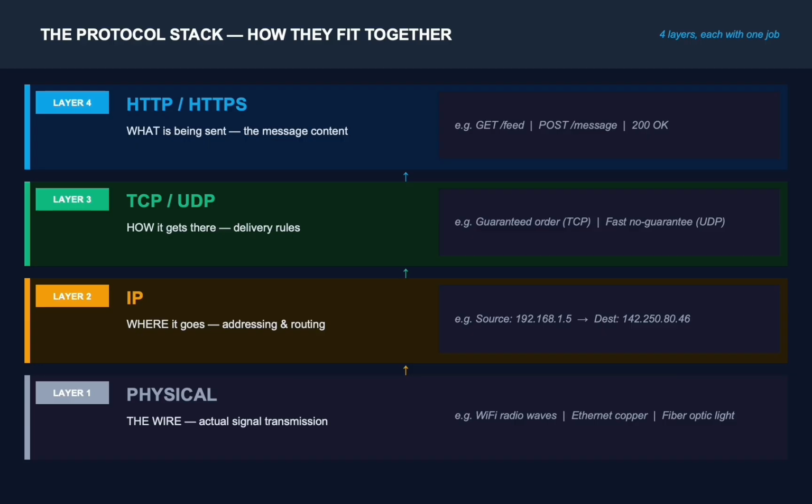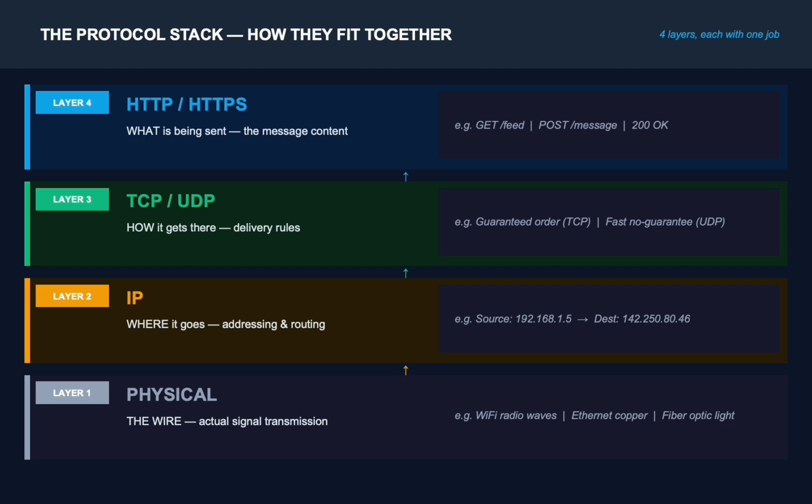Look at this slide. 4 layers stacked on top of each other. This is the protocol stack, and the easiest way to understand it is with a story. Imagine you are writing a letter to a friend in another country. You write the message, that is layer 4, HTTP: the what you are saying. You put it in an envelope and write guaranteed delivery, return if lost. That is layer 3, TCP: the how it gets there reliably.